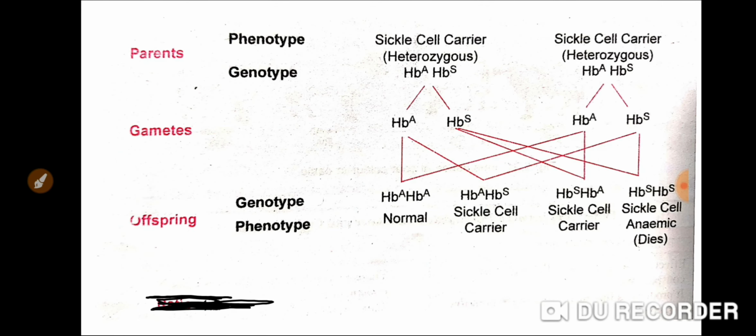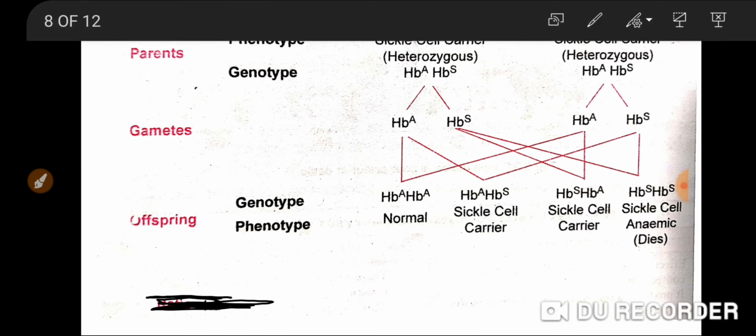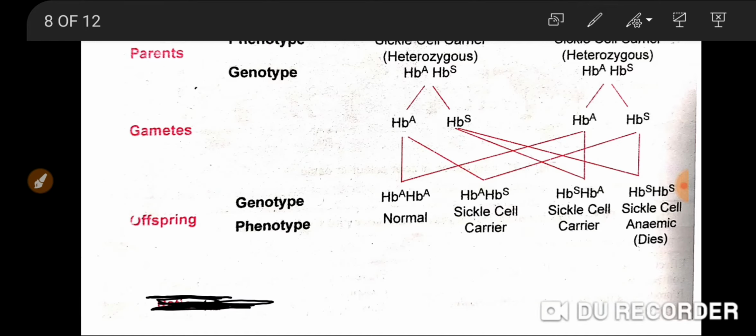Now let's see the inheritance pattern of sickle cell anemia. Suppose we have two individuals who are sickle cell carriers, or heterozygous, that is they possess the genotype HbA HbS. Each of them will produce two types of gametes: one type of gamete having the HbA and one type of gamete carrying the HbS allele.